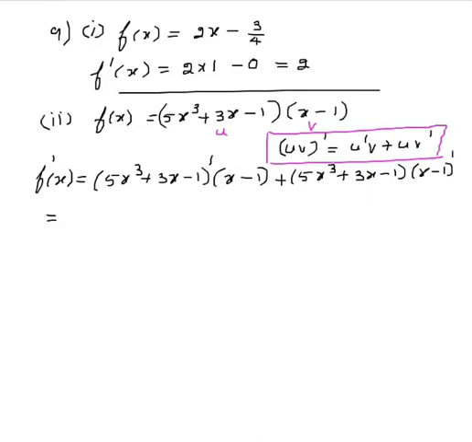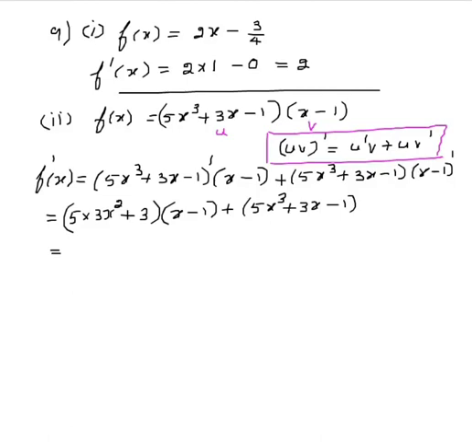Let us differentiate. 5 is a constant and differential of x cube is 3x square, n into x power n minus 1 formula. 3x, keep the constant and differentiate x, which is 1, and derivative of 1 is 0, times x minus 1 plus 5x cube plus 3x minus 1. Let us differentiate x minus 1. Differentiation of x is 1, 1 minus 0. Derivative of 1 is 0. 1 minus 0 is 1.